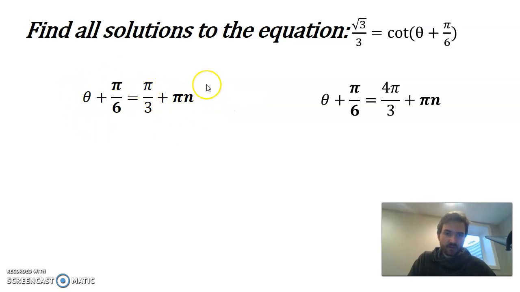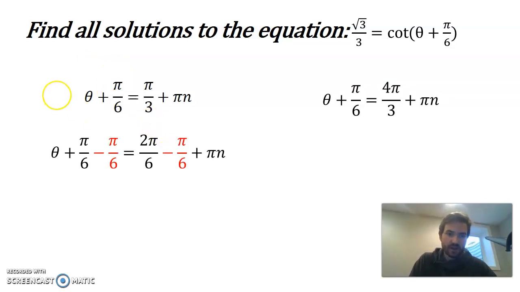So I'm going to start with this equation on the left. The first thing that we want to do after that is just get this pi over 6 over to the other side of the equation, and we're going to do that by subtracting pi over 6 from both sides. You can see here that I turned this pi over 3 into a 2 pi over 6 just to make these two expressions easier to combine. So ultimately that's going to give us theta equals pi over 6 plus pi n.